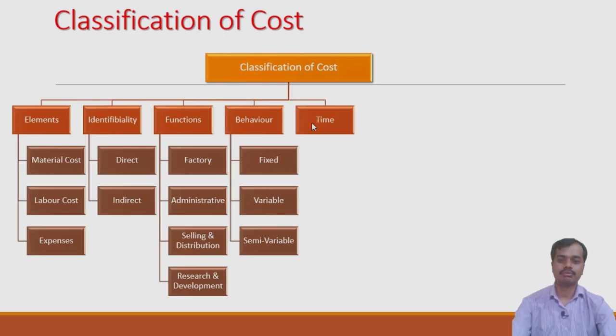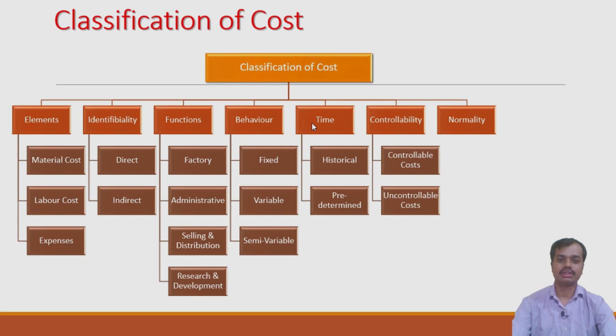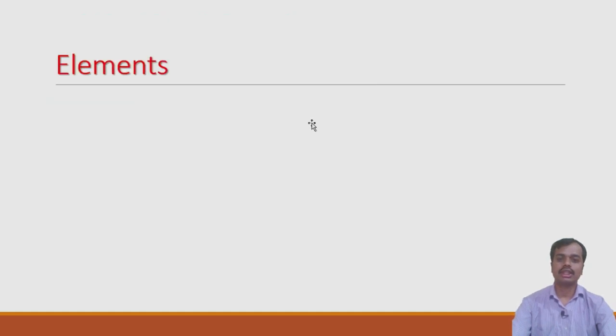Next is time. Under time, historical cost and predetermined cost. Next is controllability. Under controllability, controllable cost and uncontrollable costs. Next is normality. Under it, normal cost and abnormal cost. And the last basis is association. Under association, product cost and period cost. Let's see one by one.